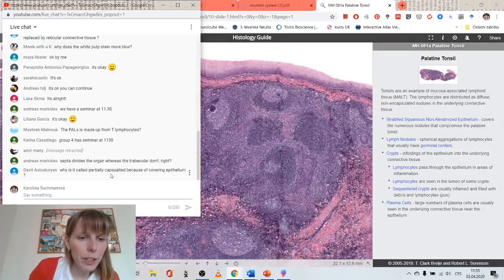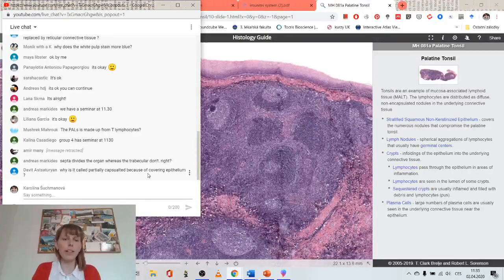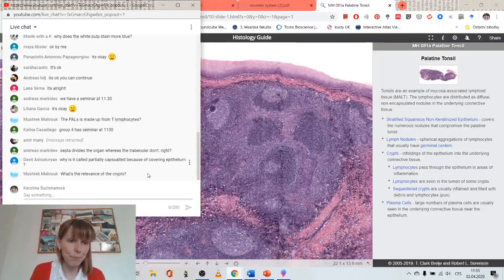Why is it called partially capsulated? Because of covering epithelium? Yes. So the capsulated organs, they have something covering them from all sides. And the partially capsulated has a covering just from the side where it faces the inside of the oral cavity. So that's the partial capsule of it. So you have the epithelium covering it. That's it. And underneath it, of course, you have connective tissue here.